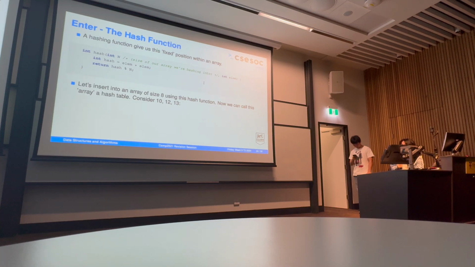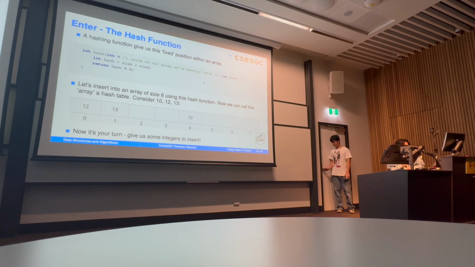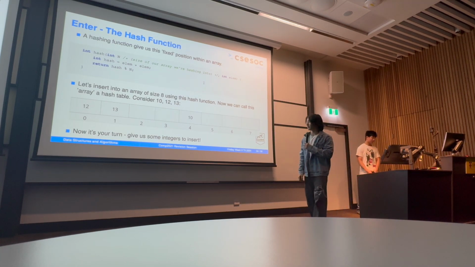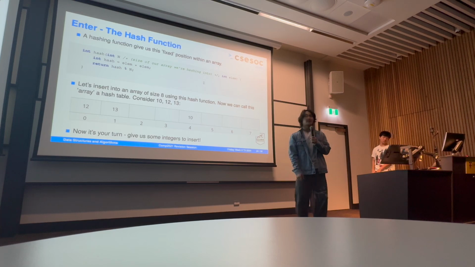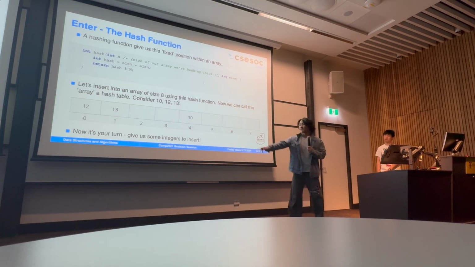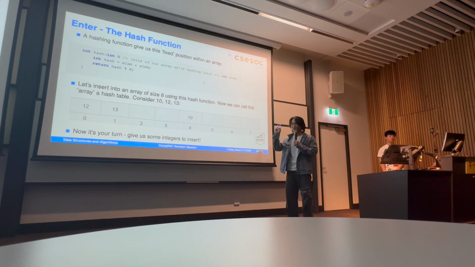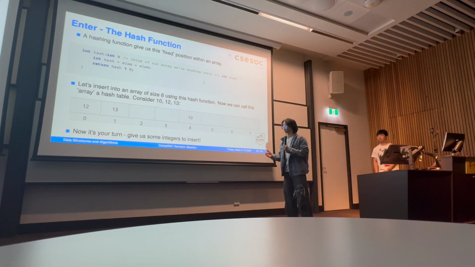Let's see what happens when we try to insert. Let's insert into an array of size 8 using this hash function. In this case, n is 8, and now we call this array a hash table. Consider 10, 12, and 13. 10 squared mod 8 is 4, 12 squared mod 8 is 0, 13 squared mod 8 is 1. That's the corresponding index, which is our fixed position that we're going to insert to.